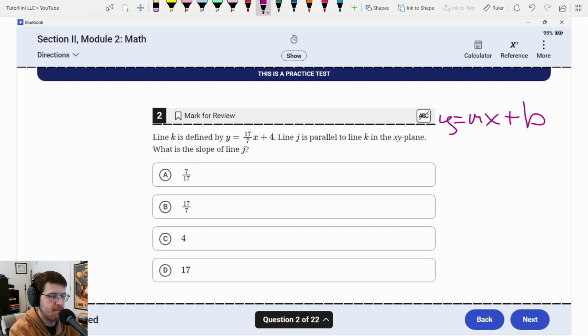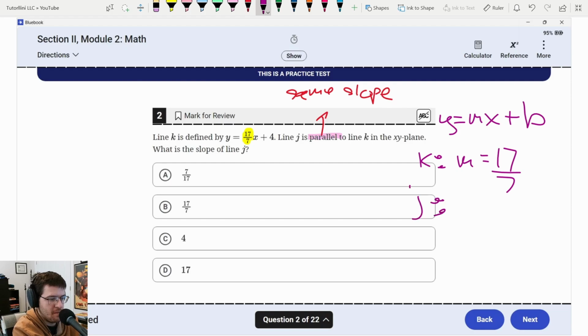Okay, question 2. So we have y equals mx plus b. M is the slope. So the slope of line K is 17/7. And when we have parallel lines, we know those must have the same slope. So the slope of a parallel line, in this case line J, is the same number. So it's also 17/7. And that gives us choice B.